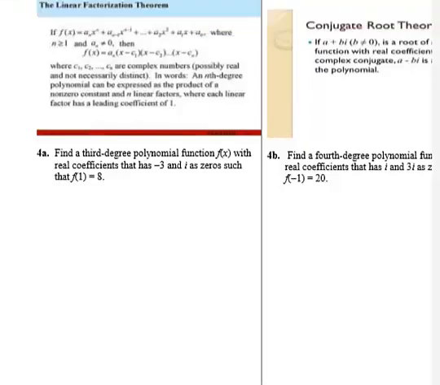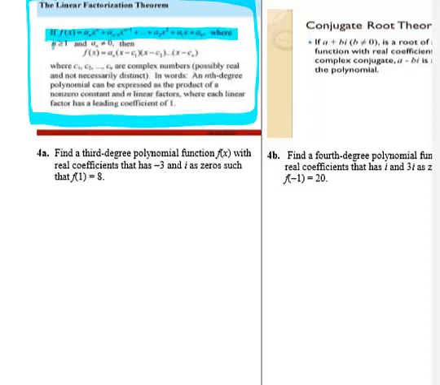But let's see. First things first. In objective 4, they have first the linear factorization theorem. What does it say? If you have a polynomial of degree n, okay, then blah blah blah, then our complex numbers. Complex numbers we saw, those are just numbers of the form a plus bi. That was the very first section we covered in this class. Possibly real and not necessarily distinct.